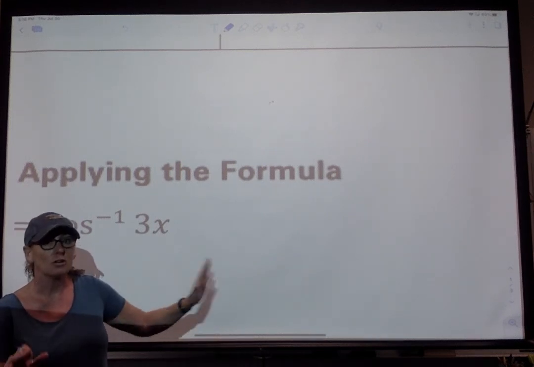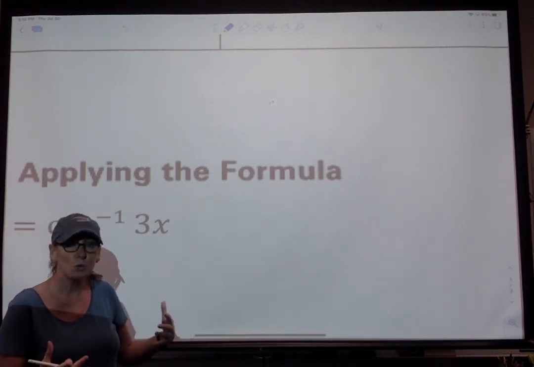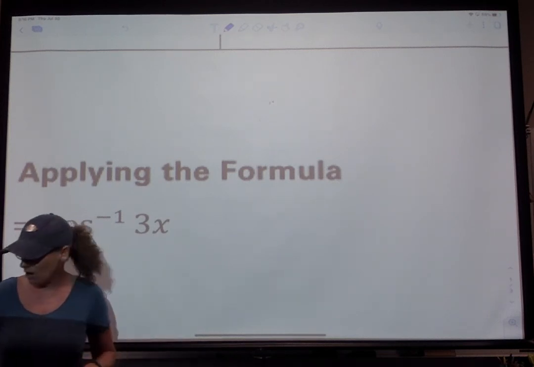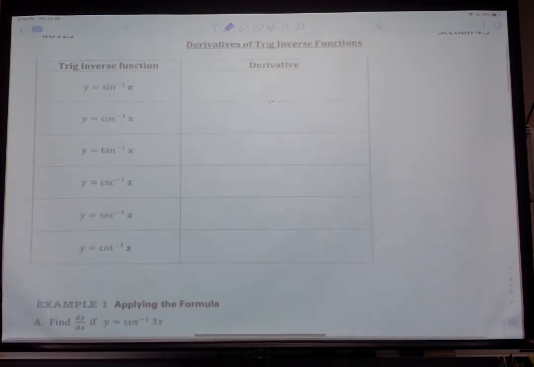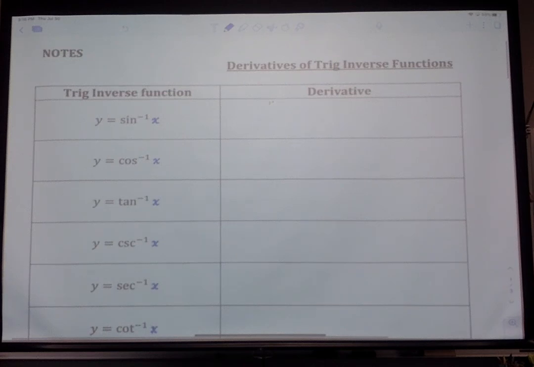But that's okay. You're going to know what to do with them when you encounter the messy. All I've got to show you is the actual derivatives that you have to memorize.